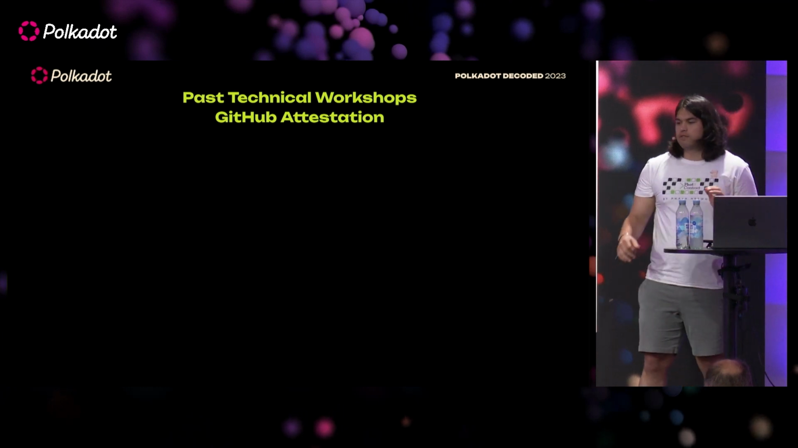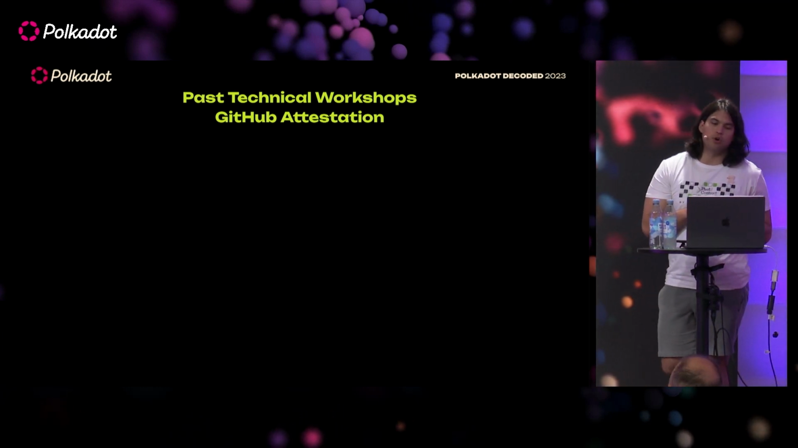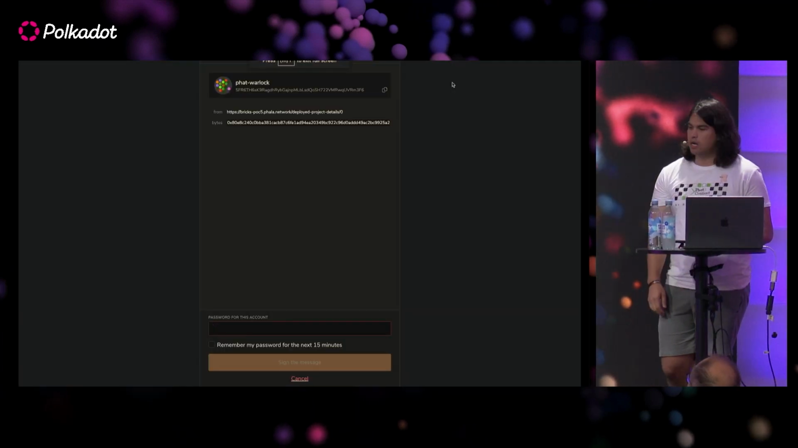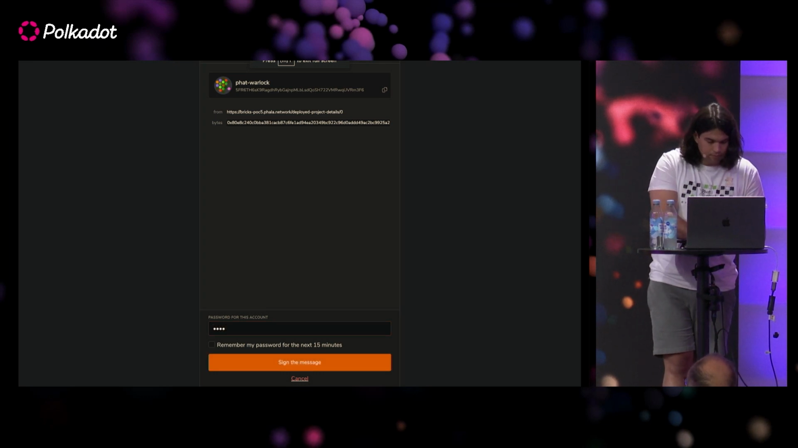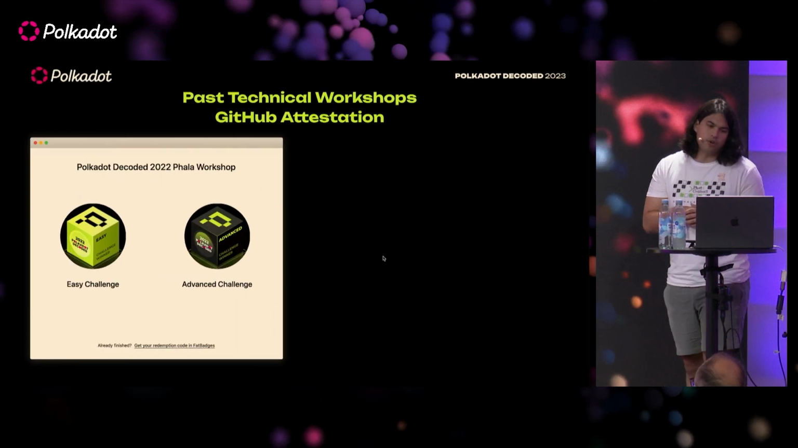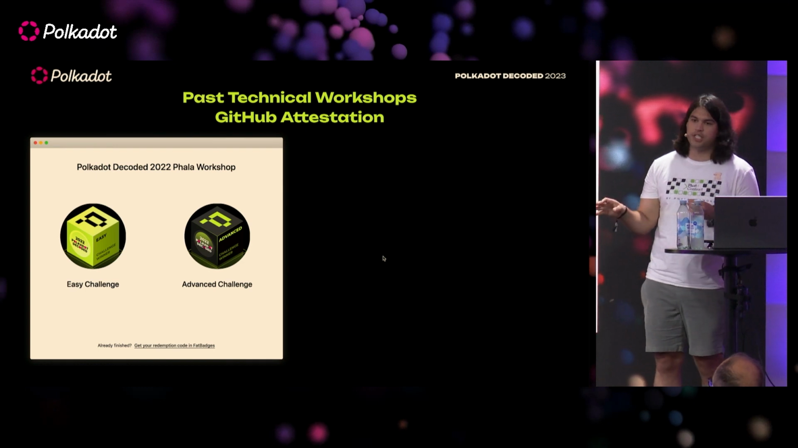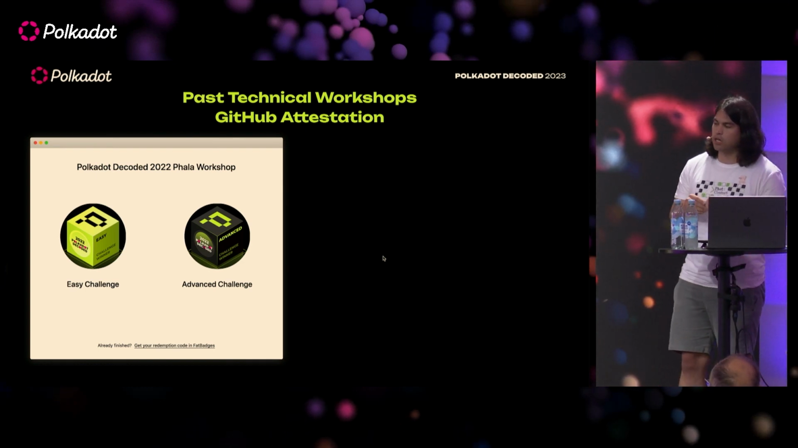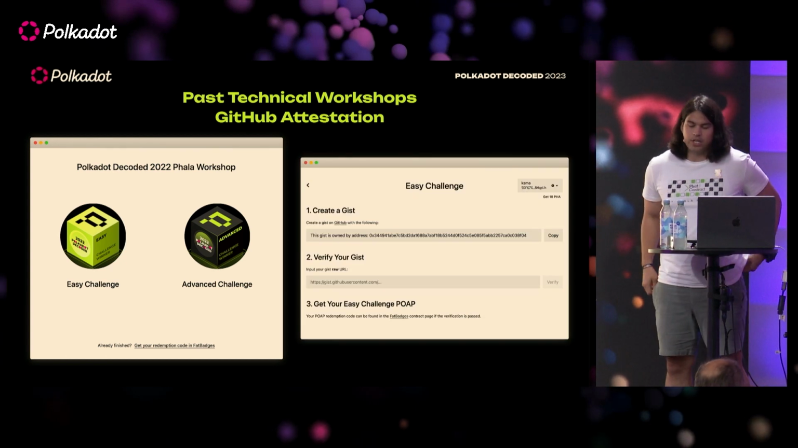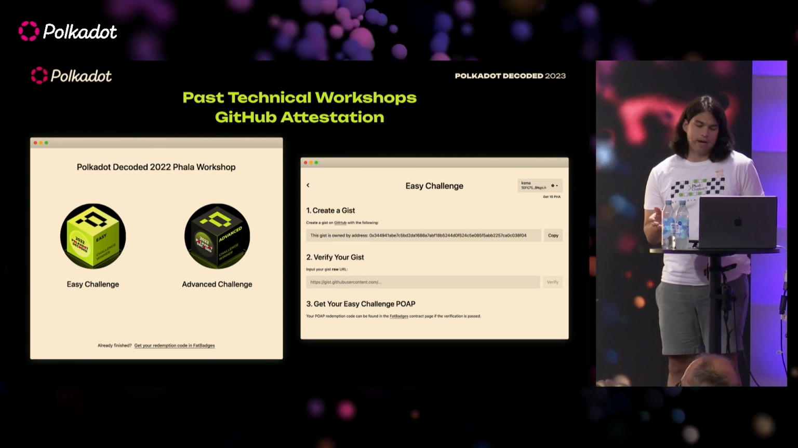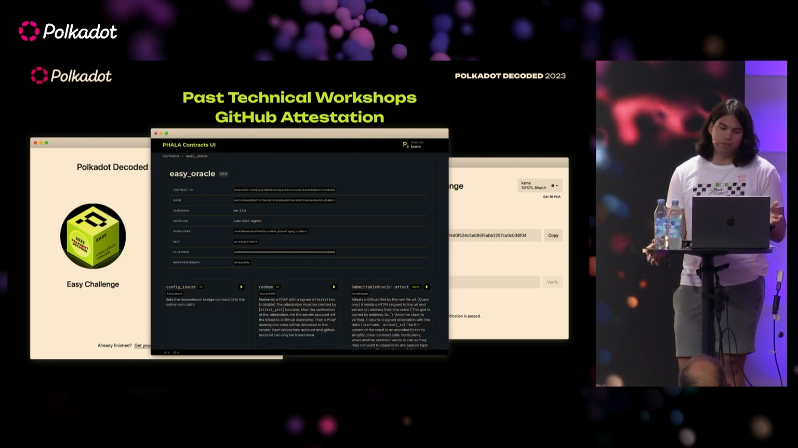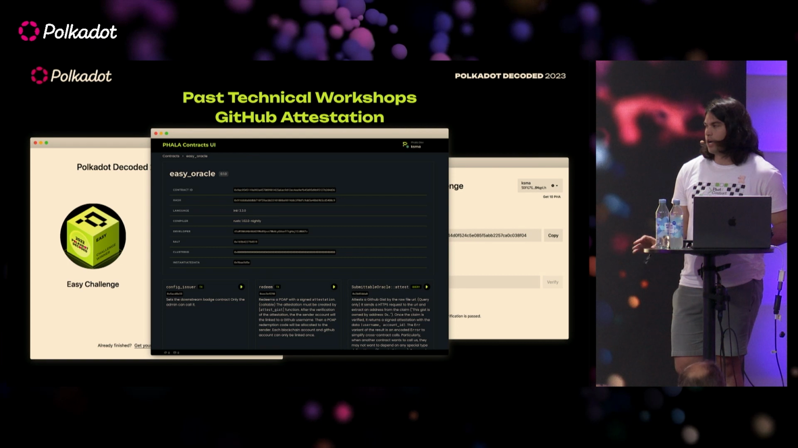Just to talk about some of the past technical workshops. Last year during Decoded, we provided the GitHub attestation. It was a GitHub attestation that you would post as a gist on GitHub, and with the derived key pair within our Phat contract, we're able to post this message: this gist is owned by this address. From there we would verify it and airdrop a POAP code to the user that completed the easy Oracle for our GitHub attestation.